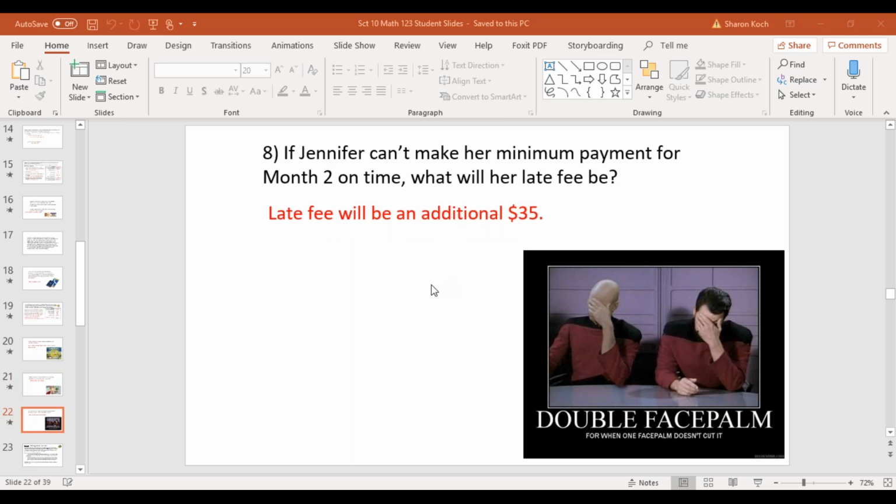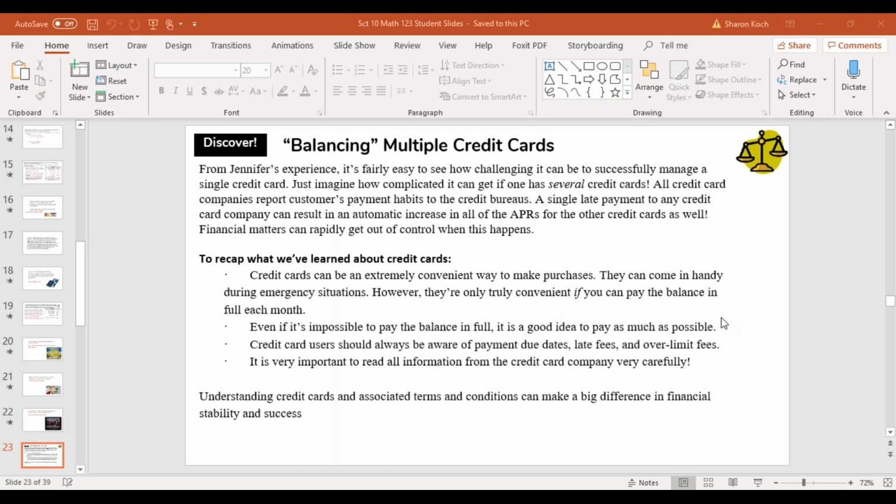Okay, if she can't make her minimum payment, what's going to happen? Oh, then she's going to have a $35 late fee attached to that. So you got to be careful of that. You got to be careful when you've got multiple credit cards, because multiple credit cards usually mean multiple APR rates, multiple due dates, and so on. So you really want to watch out for that, because you want to keep your credit rating the best as possible.